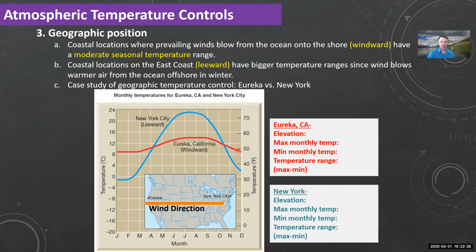If you look at Eureka, which is the red line right here, its elevation is about 25 feet above sea level, 14 max, minimum is 9, so you get a temperature range of about 5 degrees. But in New York, the exact same elevation, you have a way bigger temperature swing, especially in the minimum monthly temperatures during the wintertime.